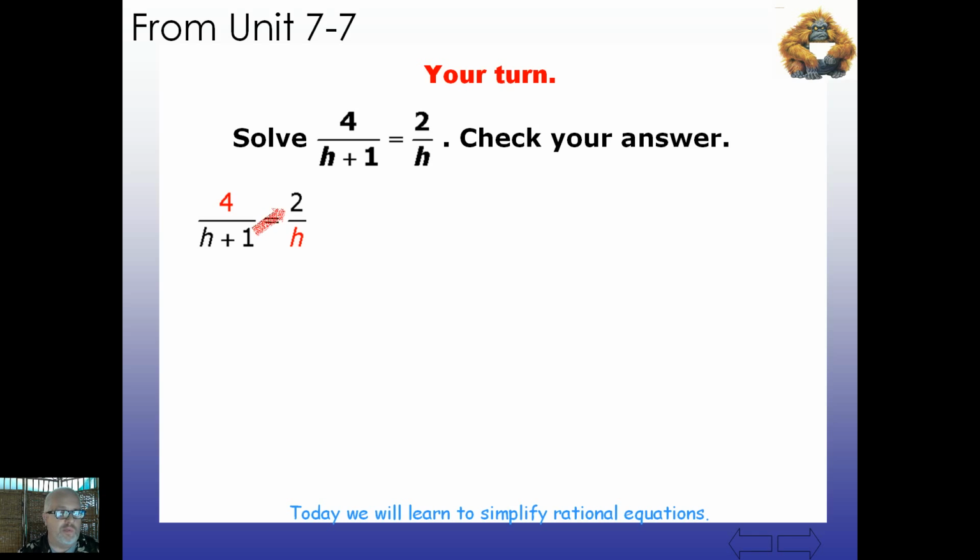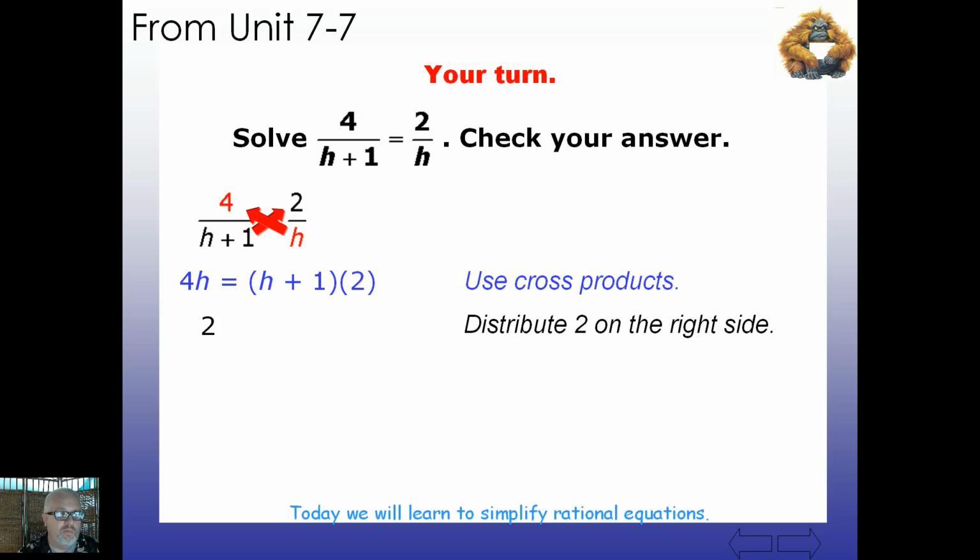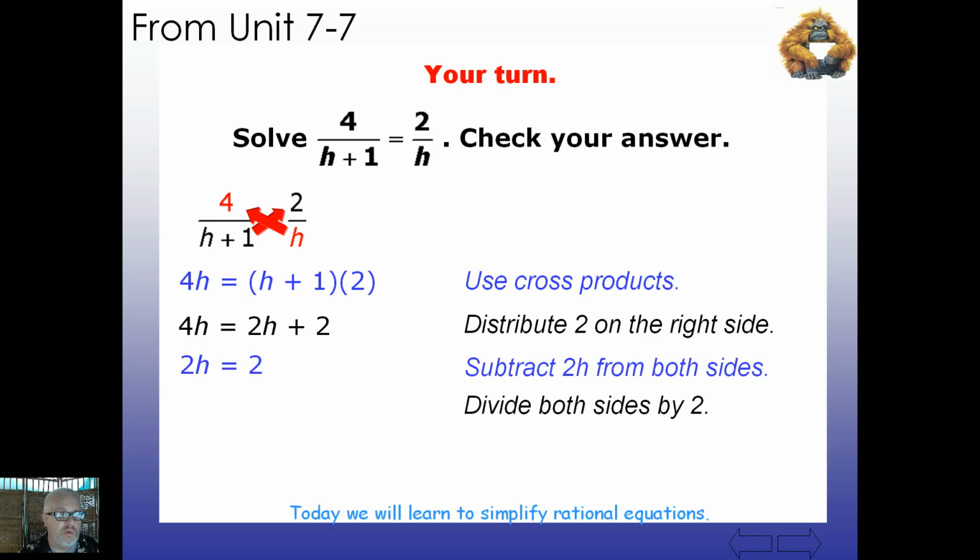Okay, did you cross multiply? 2 times the quantity h plus 1 equals 4h. So set those up, set equal to each other. Distribute that number 2 through there, and we get 2 times the quantity h plus 1 is, of course, 2h plus 2. Get rid of the smaller value of h, and that sets us up with a nice, easy equation. 2h equals 2. Divide both sides, and there you got h equals 1.